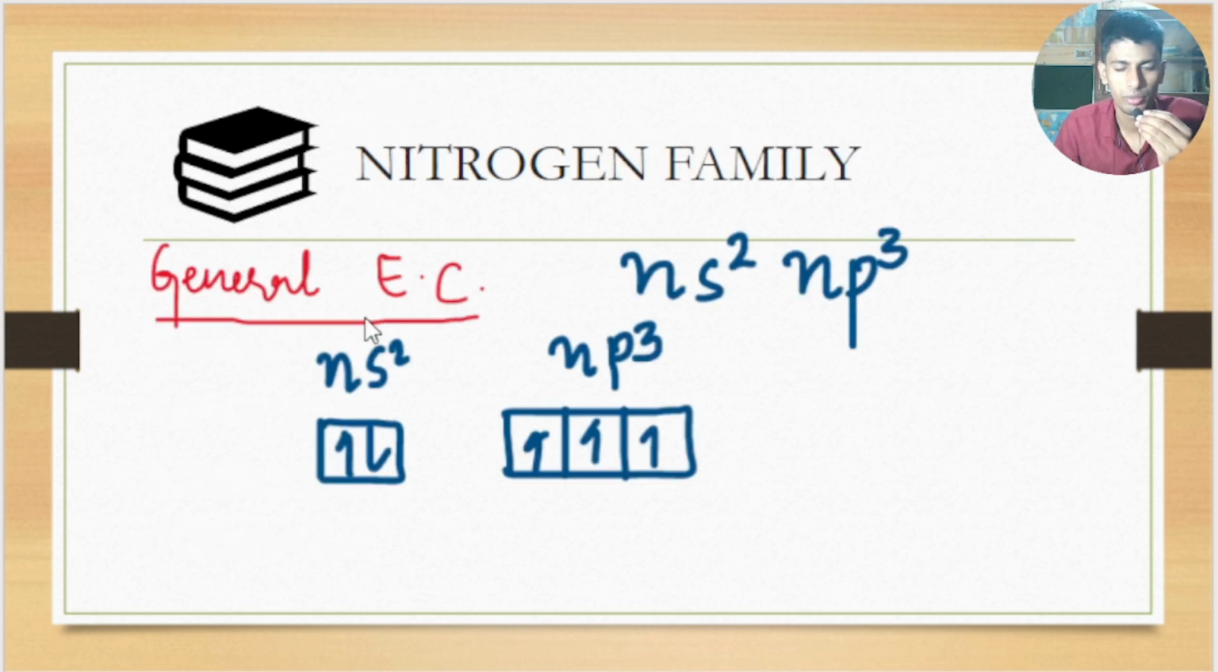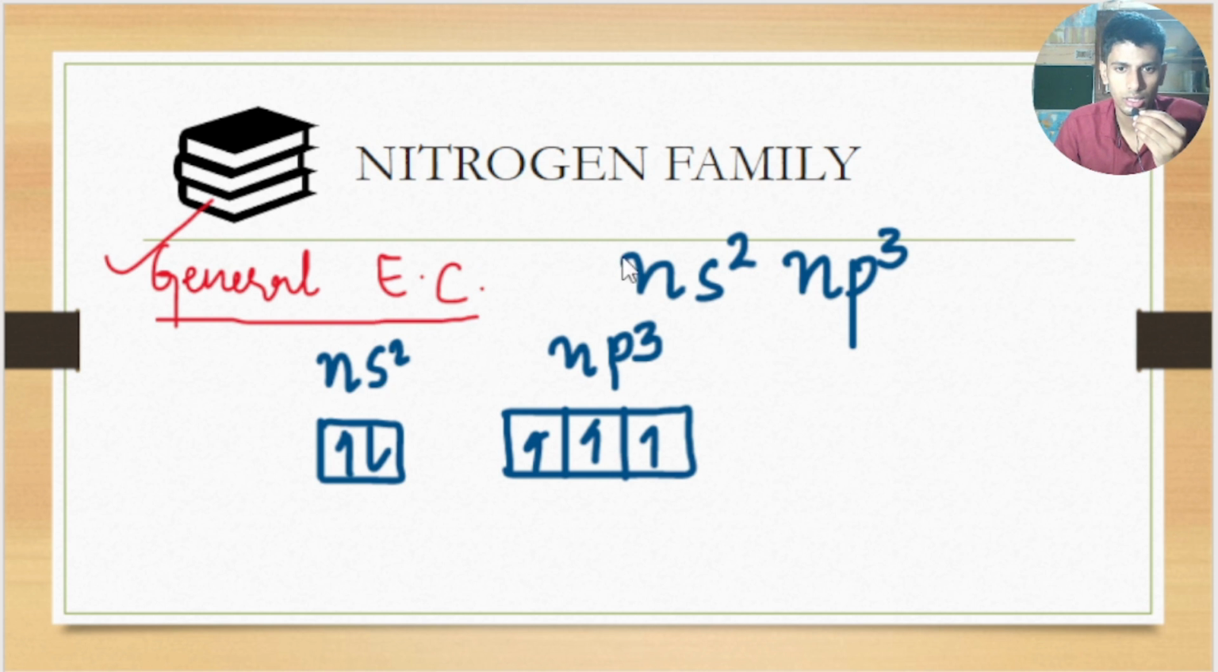The first thing which we have to study is the general electronic configuration of the nitrogen family. The general electronic configuration of the nitrogen family is ns2 np3. There are 2 electrons in the s subshell and 3 electrons in the p subshell. This is a very unique electronic configuration because the p orbital is half filled and the s orbital is fully filled, and we know that half filled and fully filled orbitals are more stable, so they are quite stable in that case.